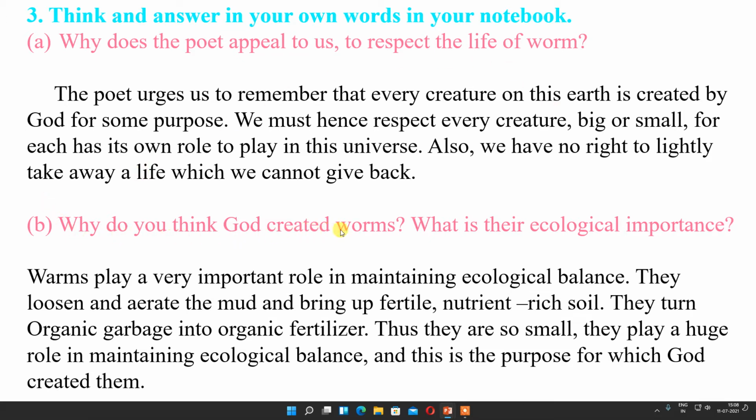Why do you think God created worms? What is their ecological importance? Worms play a very important role in maintaining ecological balance. How? Let us see. They loosen and aerate the mud and bring up fertile, nutrient rich soil. They turn organic garbage into organic fertilizers. Thus, though they are so small, they play a huge role in maintaining ecological balance. And this is the purpose for which God created them.